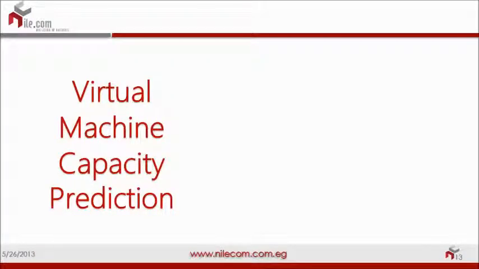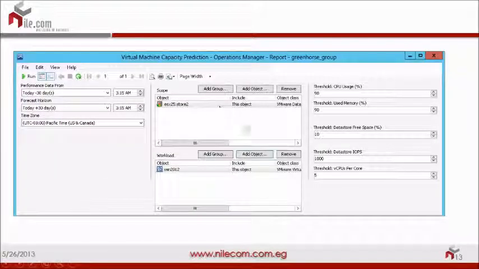Virtual machine capacity prediction, where you can specify your data store to see how many virtual machines it can sustain besides the existing workload. So you simply specify the data store that you want to test on, and then specify the template workload or sample workload that will reside on this data store. And you specify the threshold: the free space is 10%, and the total IOPS should not exceed 1000 IOPS.